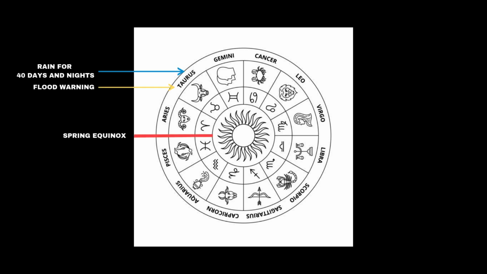In astrology, the year begins at the sign of Aries, traditionally fixed at the spring equinox. The story says that God delivered the warning of an impending flood on the 10th day of the 2nd month, which places it in the sign of Taurus. 7 days later, on the 17th day, rain begins to fall for 40 days and 40 nights.